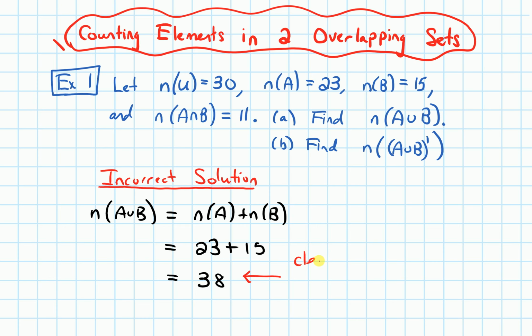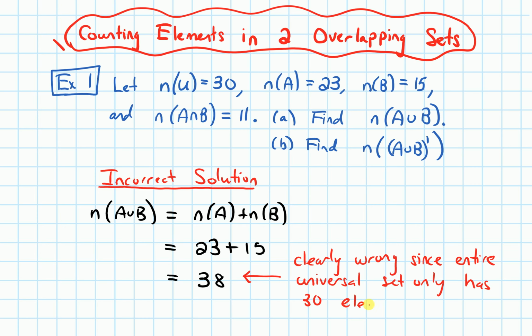So clearly something is wrong, since the entire universal set only has 30 elements. And even though we're taking this union, A union B, that's still going to be something within that universal set. So it shouldn't have more elements than our universal set does.